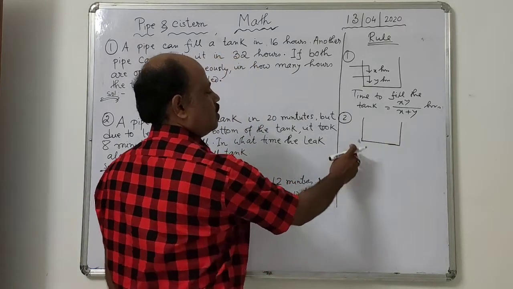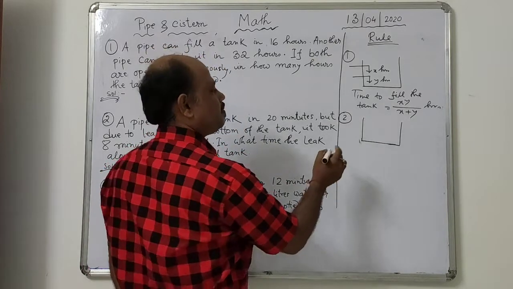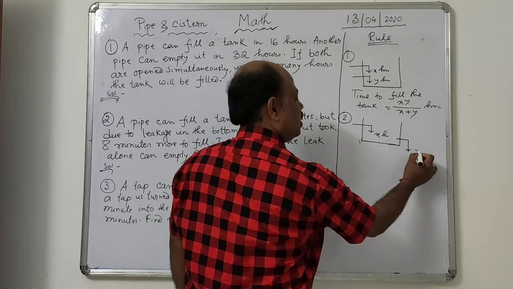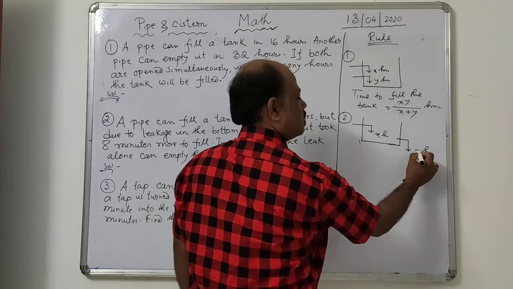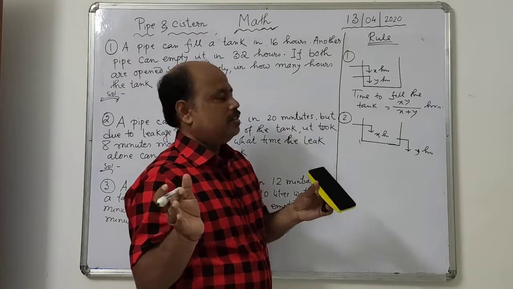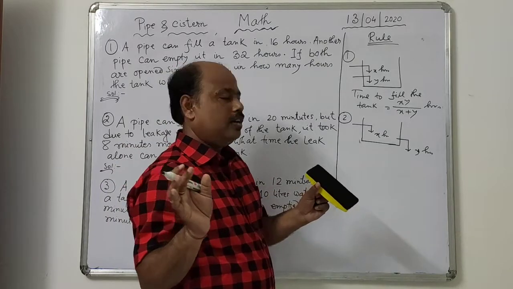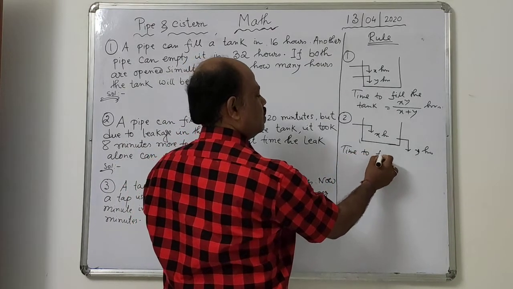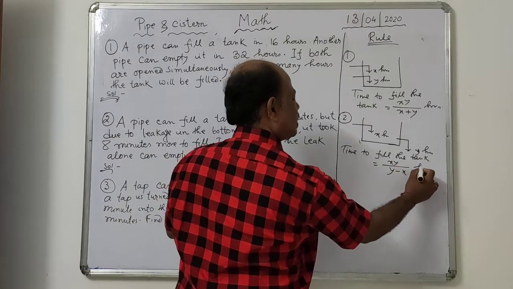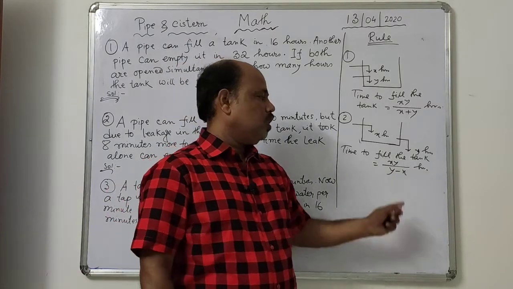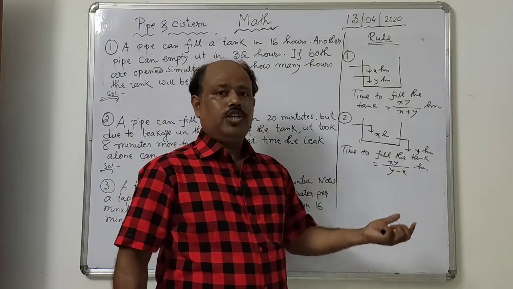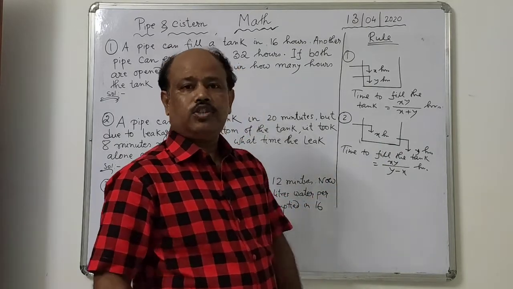There is another cistern or another tank. There are also 2 taps. One can fill in x hours, and another can empty it in y hours, that is, the other tap can empty it in y hours. Okay? When both taps are open simultaneously, at the same time, then the time to fill the tank is xy by y minus x. Y minus x, mind it. You have to use this formula, this rule. There are 2 taps, one can fill and another can empty. When both are open, the time to fill the tank is xy by y minus x.